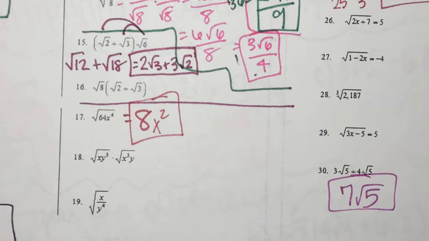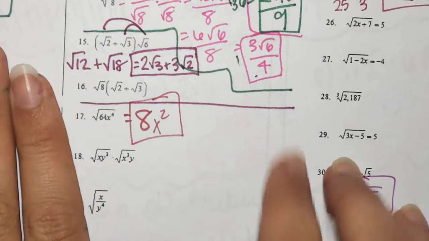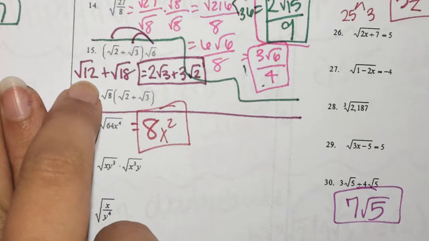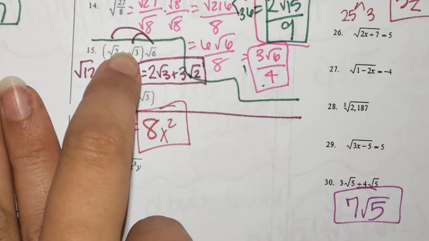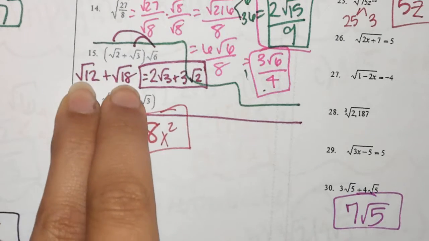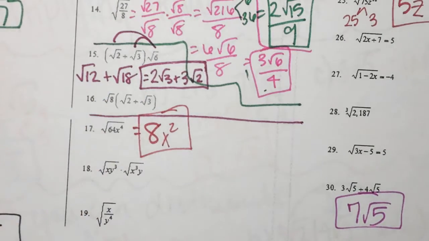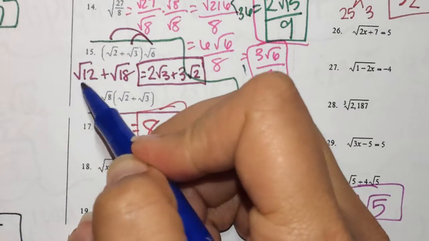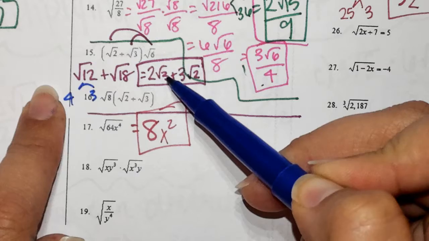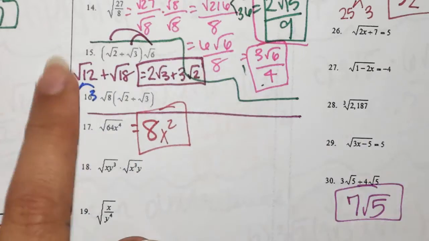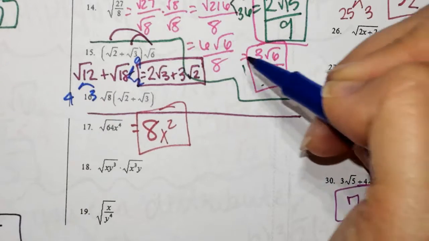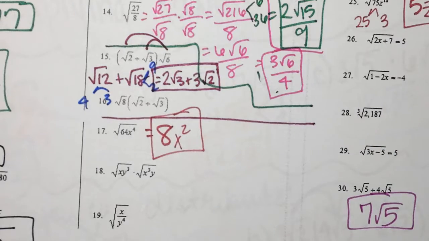We're done with 15, 16, and 34. For 15, I distributed, and I got the square root of 6 times the square root of 2, which gave me the square root of 12. The square root of 6 times the square root of 3 gave me the square root of 18. Now, can these two be broken down? What's the biggest perfect square that goes into 12? 4. And you get 4 and 3. And so that's where I got 2 root 3 from. Then what's the biggest perfect square that goes into 18? 9 and 2. And what's the square root of 9? 3. So that's where the 3 root 2 came from.